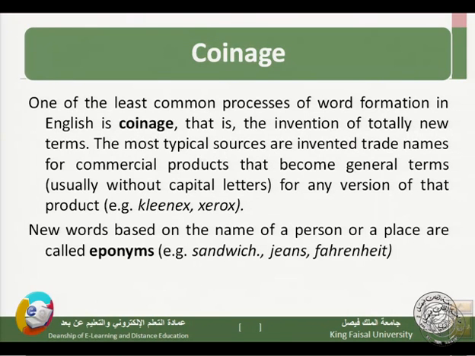New words based on the name of a person or a place are called eponyms. For example, sandwich is named after one person. Jeans, Fahrenheit. Fahrenheit is not the perfume, but the unit to measure temperature. These words are in fact related to names of persons, and now we are using them as common words.